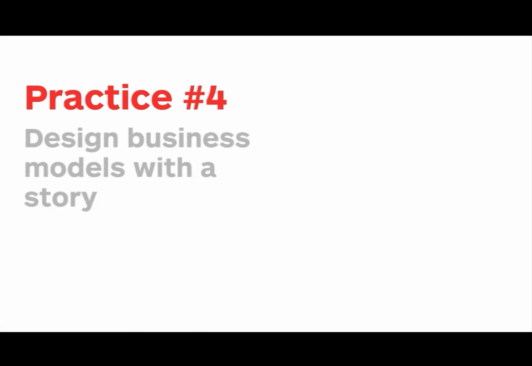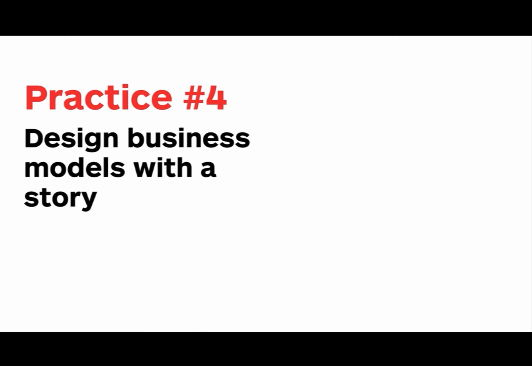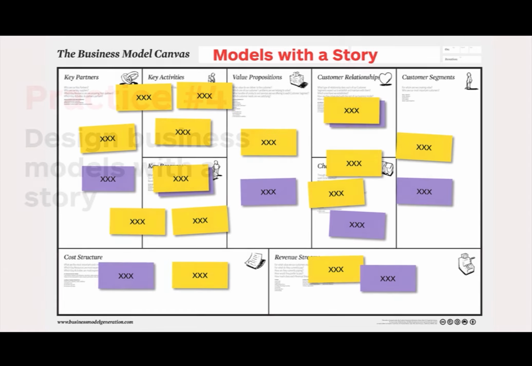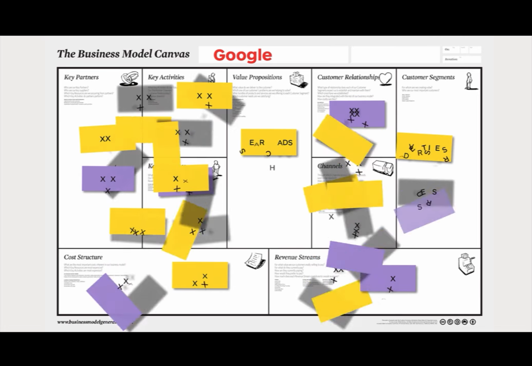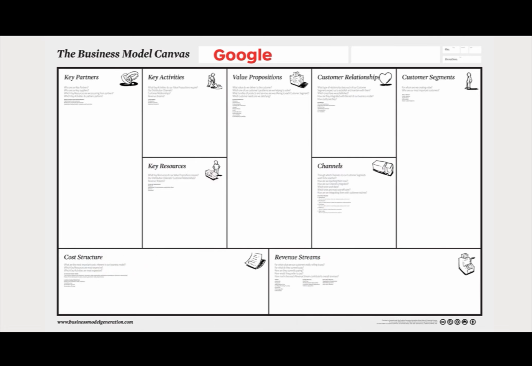Practice number 4. Design business models with a story. So what do we mean with that? Business models with a story are business models where every building block has a role to play. So let's look at Google. Let's say you have search ads for advertisers and a search engine for users. Well, every piece here has a role to play. So if we take out the search engine, if we pull it out, what's going to happen to the business model? In fact, it's going to crumble. It's going to fall apart. So great business models have a story, and when you pull one piece out, the whole business model crumbles.